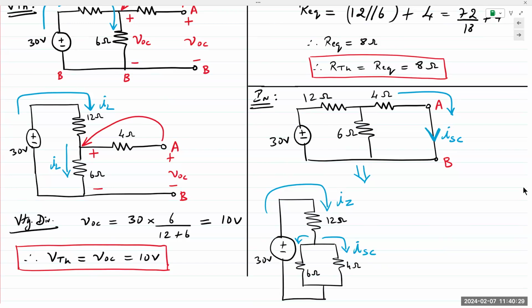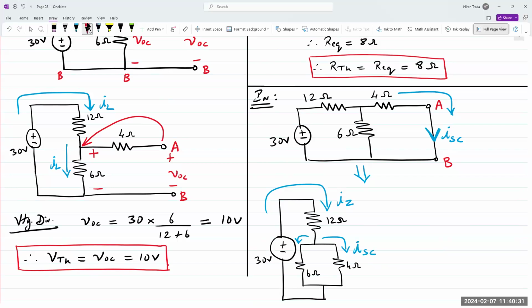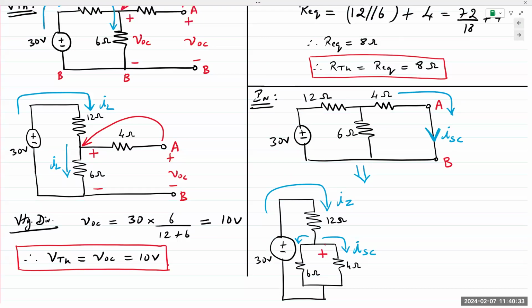One other point is that the 6 and 4 ohm resistors are in parallel. So they share the same voltage. I'm going to label it as VZ. So VZ is measured from here to here, and it's also measured across the 6 ohm. Again, both are in parallel. Doesn't matter how many components you have in parallel, the voltage always remains the same.